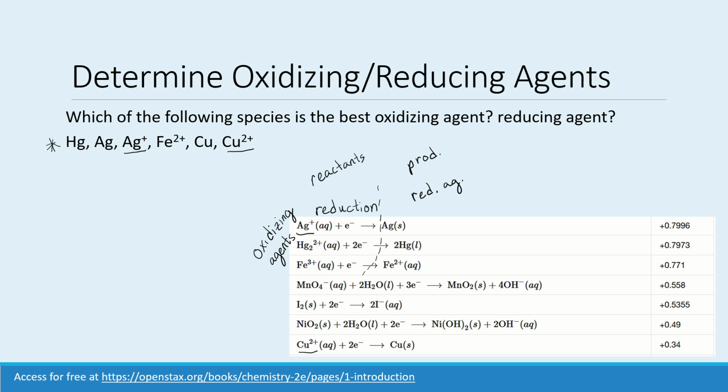So of those two, your oxidizing agent is going to be the one that is highest up. Remember that your strongest oxidant is going to have the highest standard potential, and so that's going to be your silver ion. So that is your best oxidizing agent.